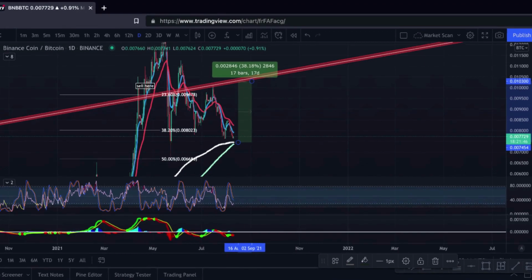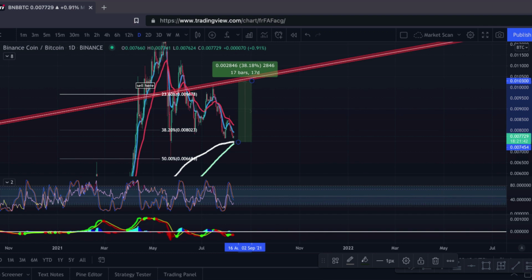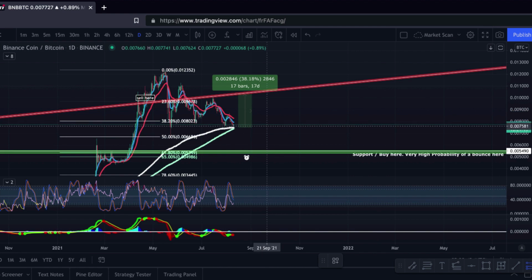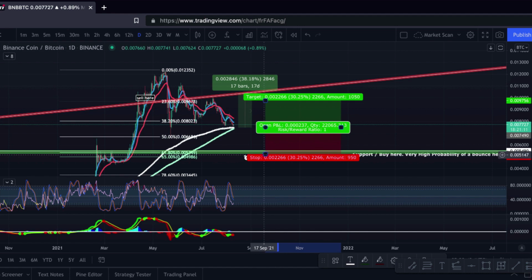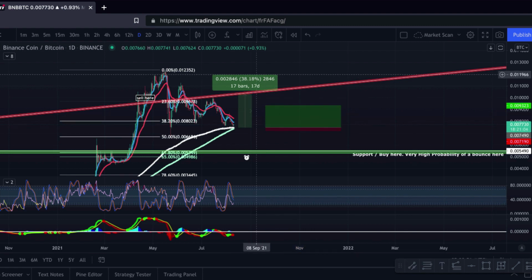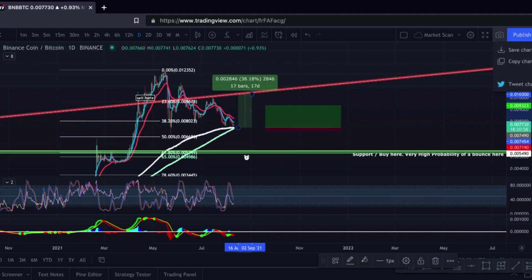So considering both BNB against Bitcoin and BNB against USDT are looking pretty solid, I think it's more of a safer bet. So let me just save this and possibly create something like this. This is pretty much what the USDT chart will be.